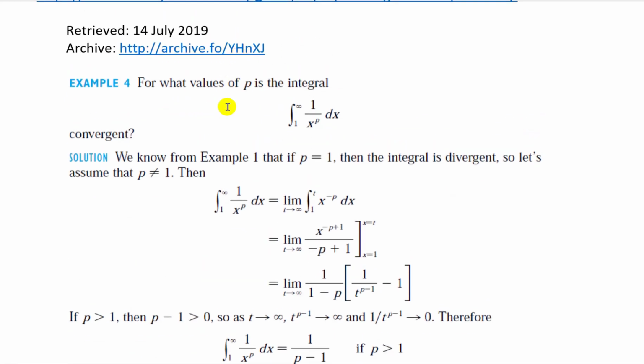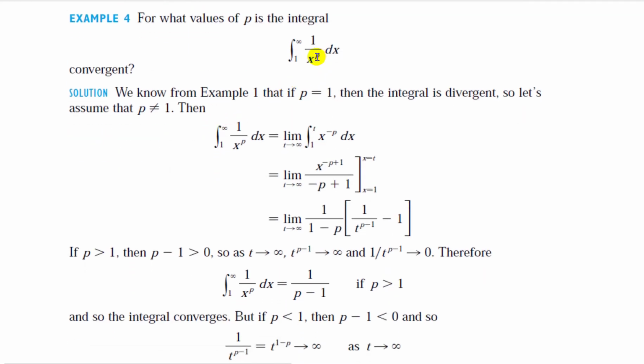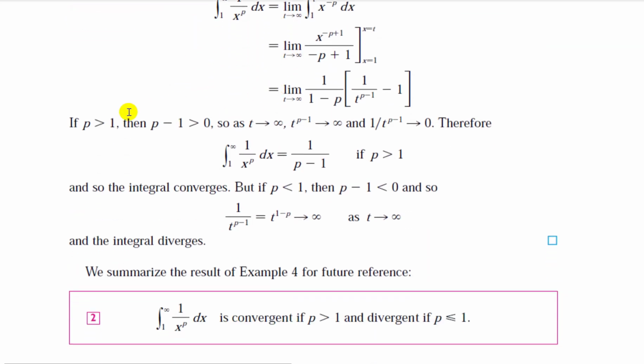So for what values of p is the integral from 1 to infinity of 1 over x^p dx convergent? From the previous one, it showed that p equals 1 is going to be divergent, so 1 over x. And if p is not equal to 1, then there's the proof over here.